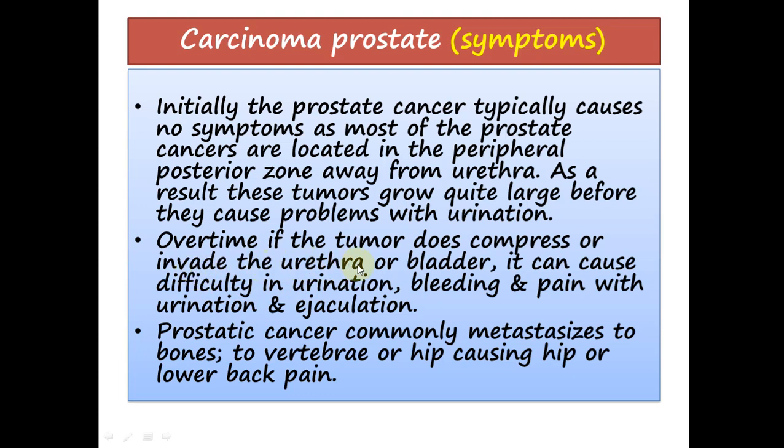However, over time, the tumor will grow, and it may compress or actually invade the urethra or the urinary bladder. And this is the time when it will be causing difficulty in urination. Obstruction to the passage of urine, which may result in hesitancy, narrow urine stream, sometimes severe pain, and bleeding, blood in the urine. And this type of symptoms are usually experienced during passing urine and during ejaculation.